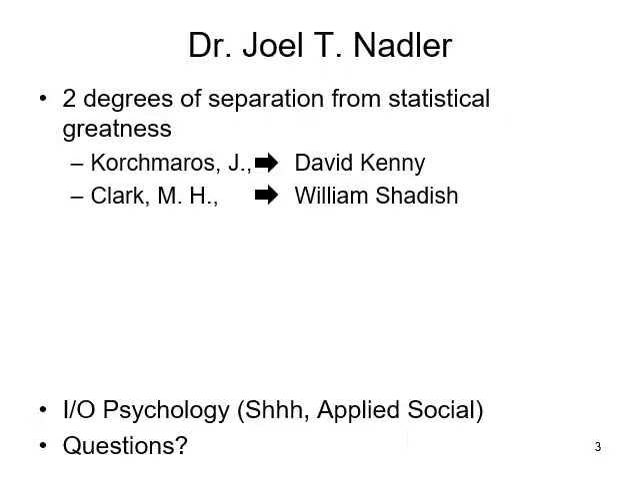So let's talk a little bit more about me. My name is Joel T. Nadler. I have a degree in IO psychology. Technically, I have a degree in what's called applied psychology with a focus on advanced quantitative methods and psychometrics and industrial organizational psychology. I am a graduate faculty in the industrial organizational psychology program.